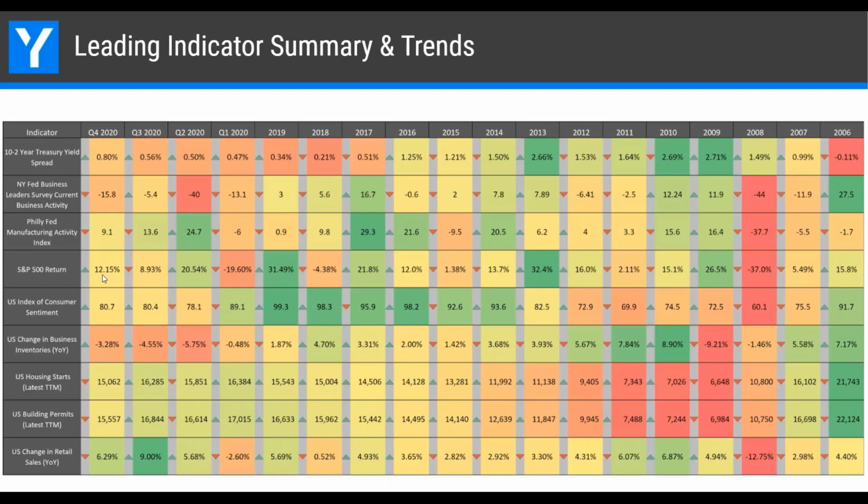Looking at our leftmost column, we see that the yield spread is widening, the S&P is trending up in terms of performance, and the consumer confidence is relatively high there in the middle of the table. However, business and manufacturing surveys are worsening, and housing and retail indicators are pulling back from their recent record highs, generally signaling this kind of pullback or overheating of the economy.